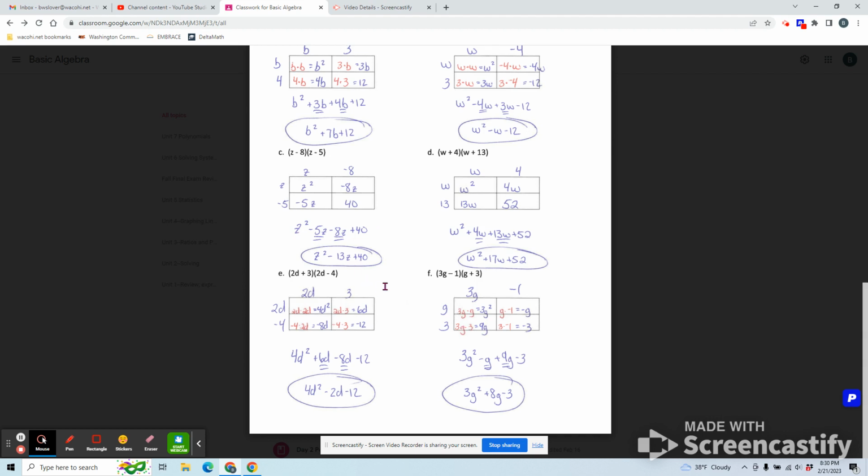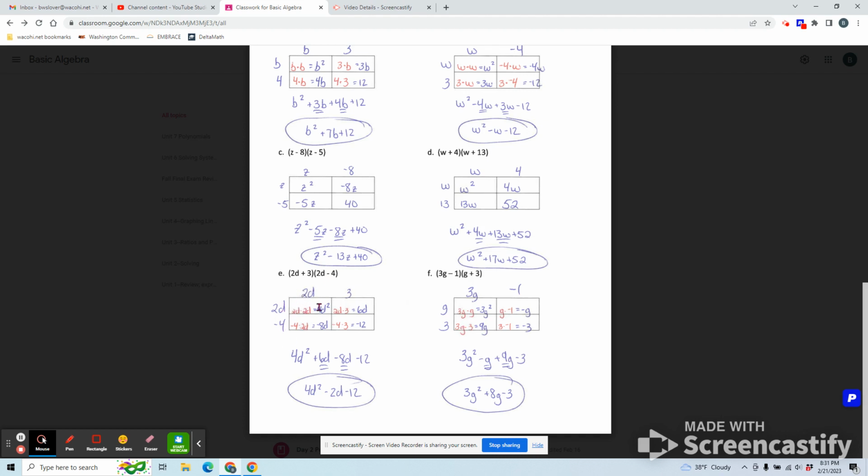Letter E and F look similar, but they also look different. I'm still multiplying, but this time I have 2d plus 3 times the quantity 2d minus 4. I'm not changing what we're doing, just I have a coefficient in front of my variable now. Well, that's not 1. So I do the same thing. 2d, positive 3, 2d, negative 4. Remember, you still have to take that negative with it. And I just multiply again.